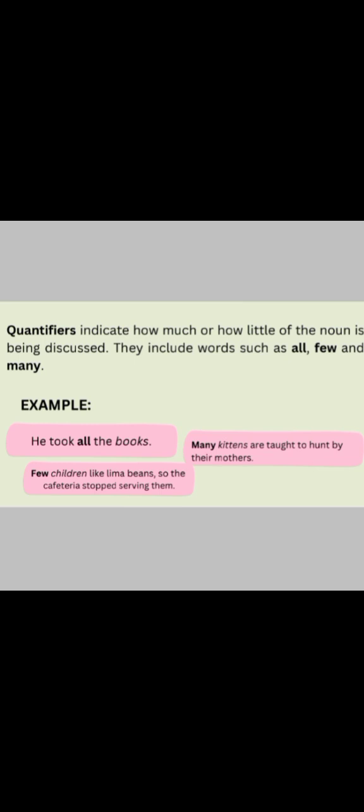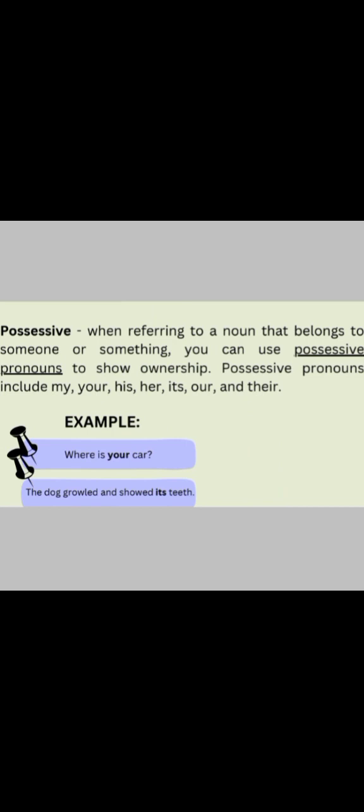So all can be used with other determiners to specify which particular items are meant. In this case, the quantifier always comes before the article or demonstrative. It's also possible to use all alone to refer to items generally, as in the second example. So the last is possessive.